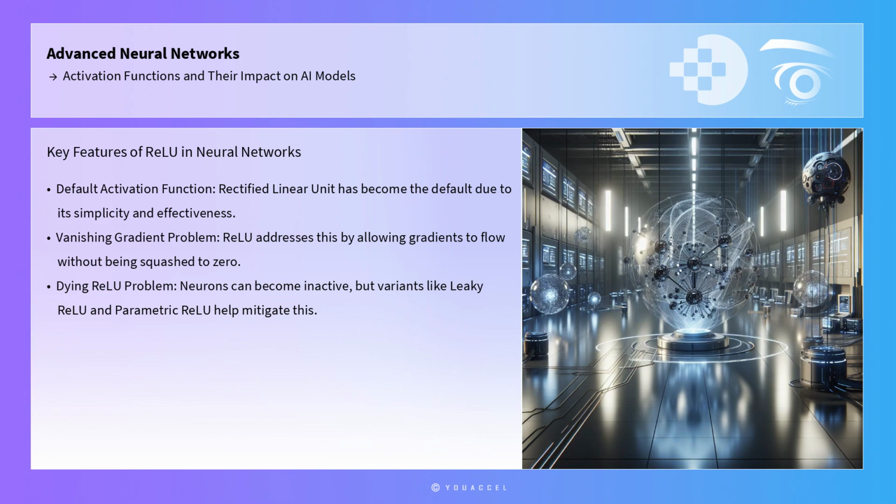ReLU addresses the vanishing gradient problem by allowing gradients to flow through the network without being squashed to zero. This ensures that the network can learn faster and perform better. However, ReLU is not without its drawbacks, such as the dying ReLU problem, where neurons can sometimes become inactive and stop learning entirely. To mitigate this issue, variants like leaky ReLU and parametric ReLU have been introduced, which allow a small, non-zero gradient when the unit is not active, thus keeping the learning process alive.